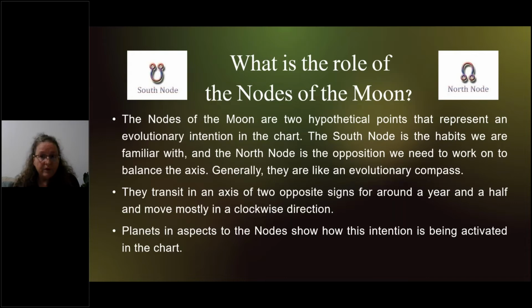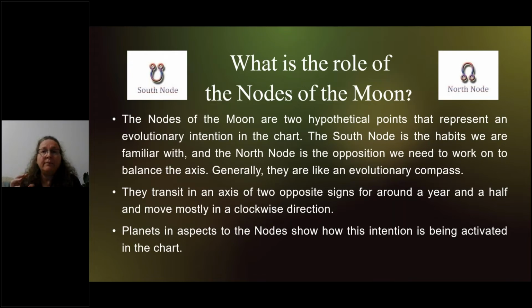The south node is usually considered in Western astrology as the habits we are familiar with, what kind of emotional baggage we are coming in from past life or from early life experiences. You can say that the south node is basically the memories and the imprints that we have in our consciousness, in our mind. And the north node is the opposition, always the same degree, the opposite degree, the opposite sign. So with the north node, we are intending to work on the themes of the north node to balance the axis.